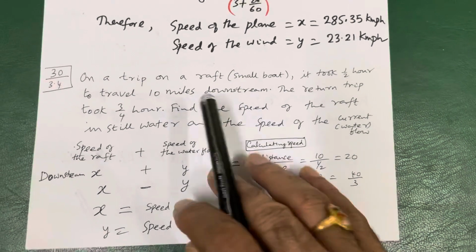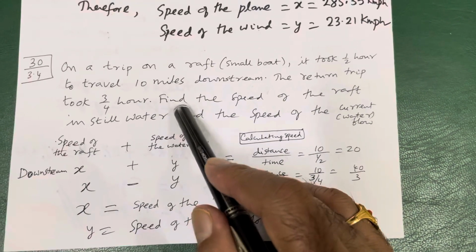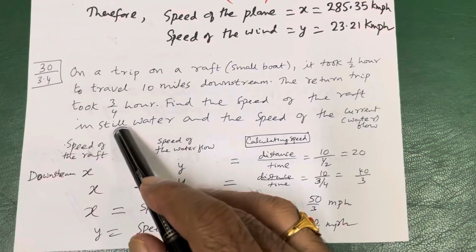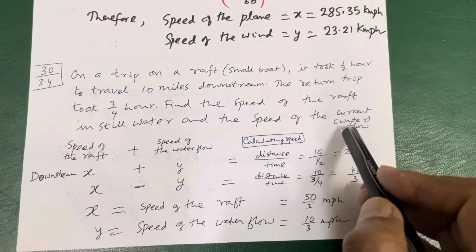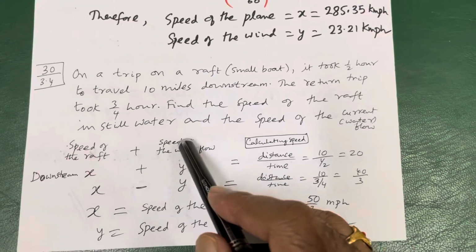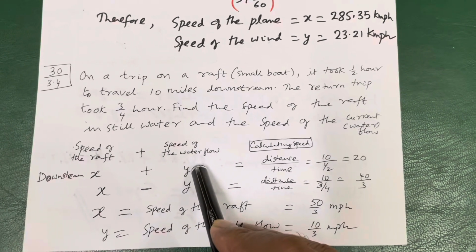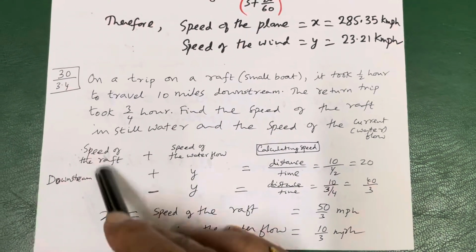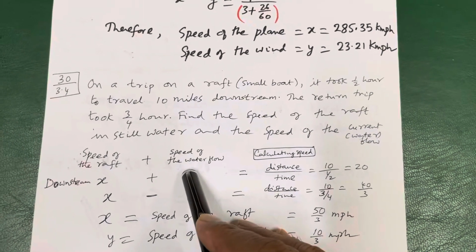So first of all, identify the variables. What do we want? We want the speed of the raft, let me call it x, and the speed of the water flow, which is y. This is what you have to find. These are the variables. So going downstream, the speed of the boat plus the speed of the water get added up and you reach in a short time.